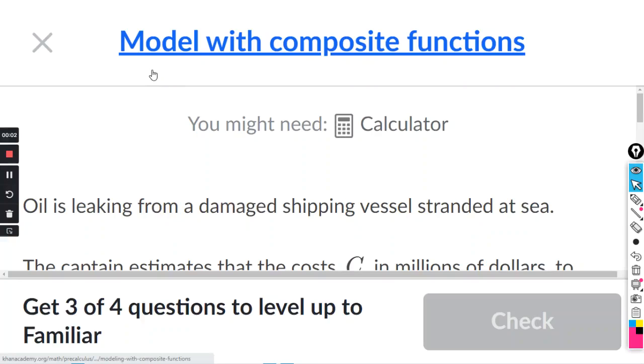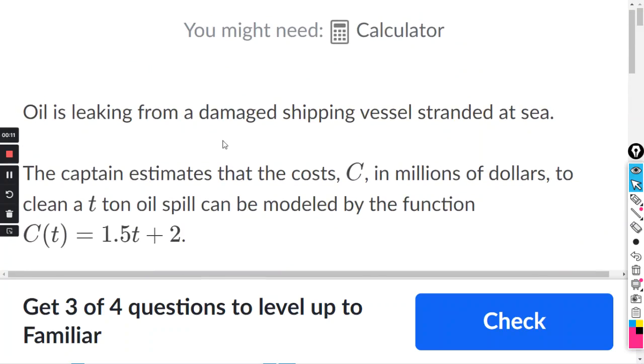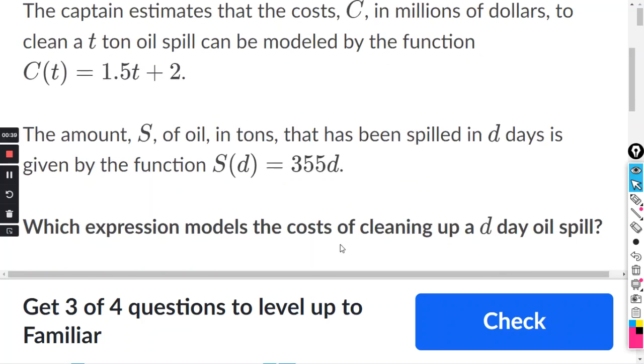This will be for the exercise, model with composite functions. All right, it says oil is leaking from a damaged shipping vessel stranded at sea. The captain estimates that the cost C in millions of dollars to clean a T-ton oil spill can be modeled by this function. Okay, that's C of T. The amount S of oil in tons that has been spilled in D days is given by the function right here, S of D. Which expression models the cost of cleaning up a D-day oil spill?